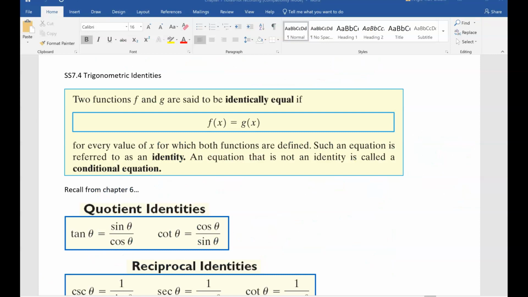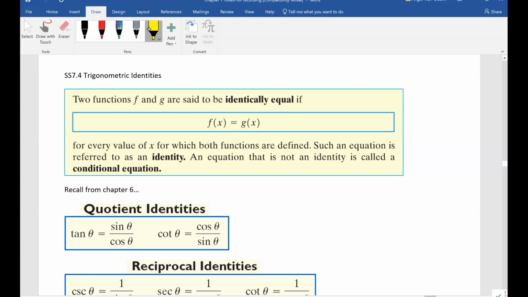All right, y'all. So 7.4, trigonometric identities. The box says, 2 functions f and g are said to be identically equal if f of x equals g of x for every value of x for which both functions are defined. Such an equation is referred to as an identity. An identity is when they are already equal.